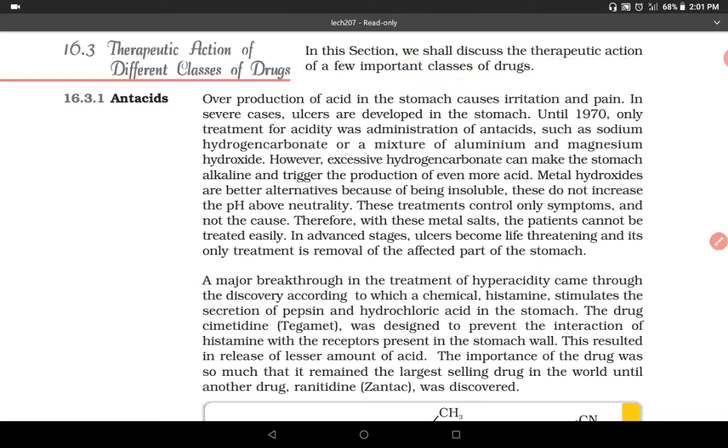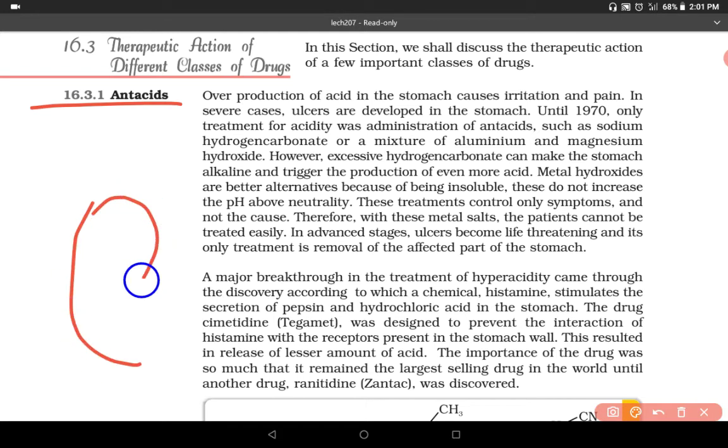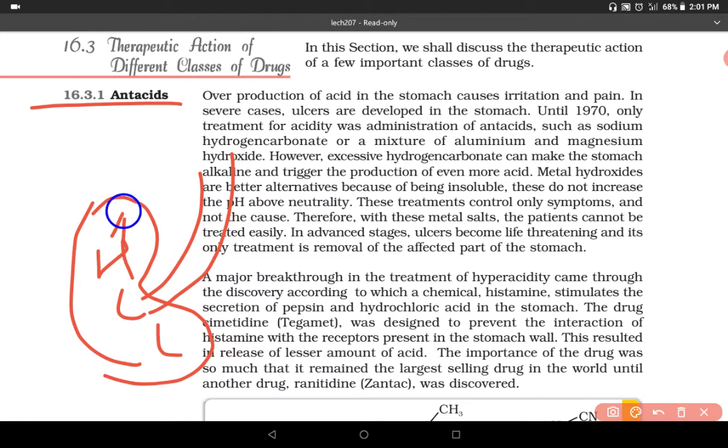Okay, first one is antacids, 16.3.1. Overproduction of acid in the stomach causes irritation and pain. Yes, in our stomach HCl is secreted. You already know about that in biology and also in 10th. Overproduction of acid in the stomach causes irritation and pain when the pH falls to 1 or so. When pH becomes less, the acidity increases and it causes irritation and pain. In several cases, ulcers are developed in the stomach.